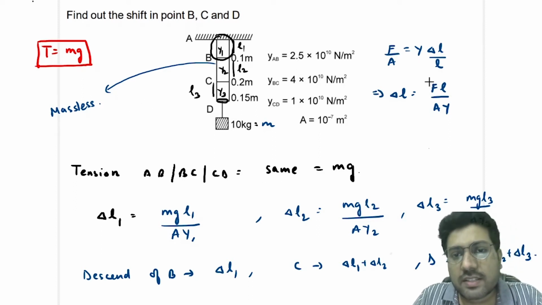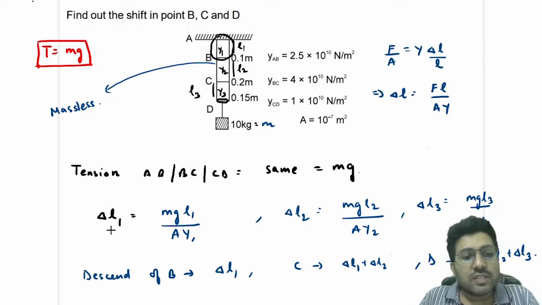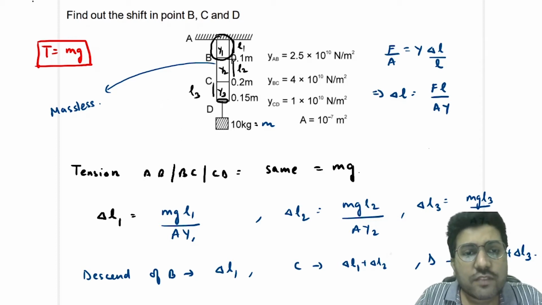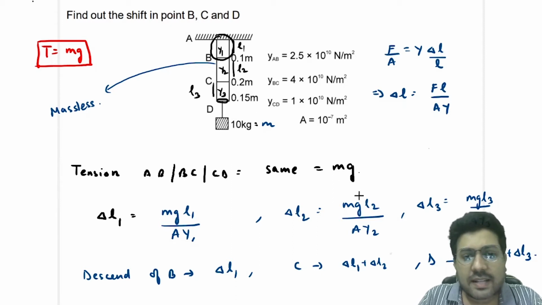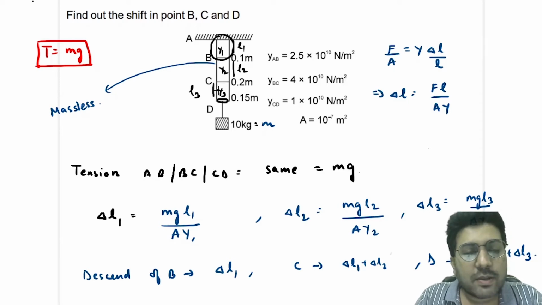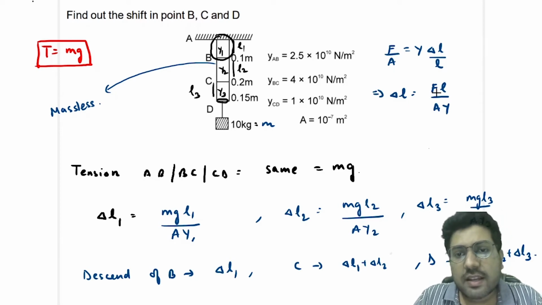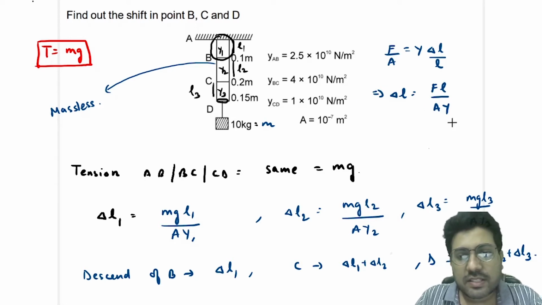So here instead of F we will write mg, instead of L I will write L1, and instead of Young's modulus I will write Y1. Okay, so this is the elongation of the part AB of the rod. Similarly, the elongation of the part BC of the rod will be equal to tension, again mg, into length L2, divided by area of cross section, which is the same for all the segments, and the Young's modulus Y2. Similarly, delta L3 will be equal to mg, again the tension, into length L3, area of cross section A, and the Young's modulus Y3.